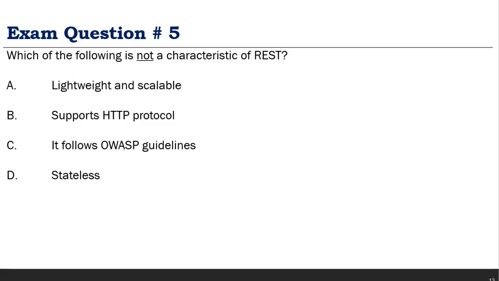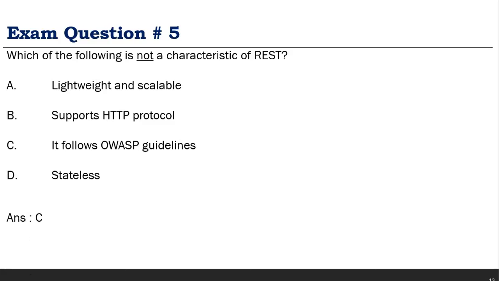Last one is an exam question, which is not line by line as it comes in the exam because it's memory based, but very good question. What is not a characteristic of REST? Sometimes they give this type of question where all other characteristics look good to you, and then you identify something odd one out. We have seen this. It is lightweight and scalable. It supports HTTP protocols. It is stateless. But regarding the OWASP guidelines, they are only for web vulnerabilities. They are not for REST and SOAP. So answer will be C.